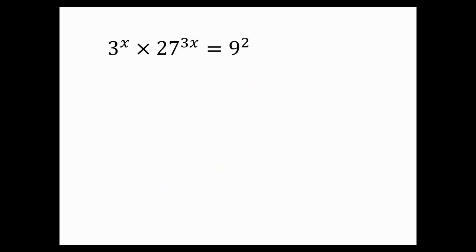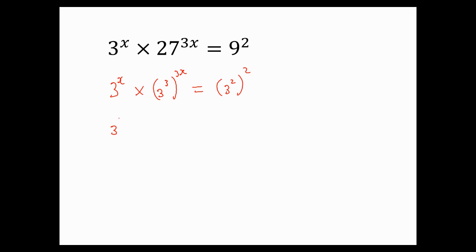Let's keep going, guys. Oh, we've got powers of 3. So everything can be written as powers of 3. We've got 3 to the power of x. 27 raised to the power of 3x. Well, that's going to be 3 cubed to the power of 3x. And they're, of course, multiplied. And 9 is 3 squared. So that's 3 squared squared.